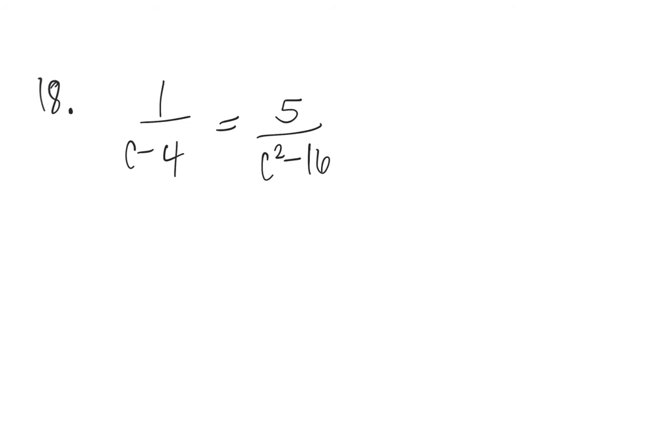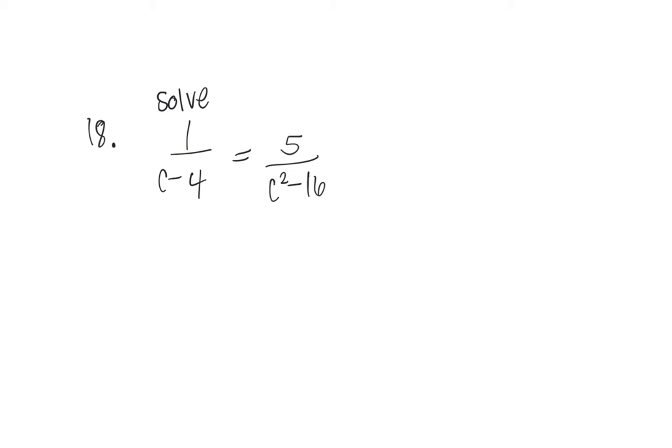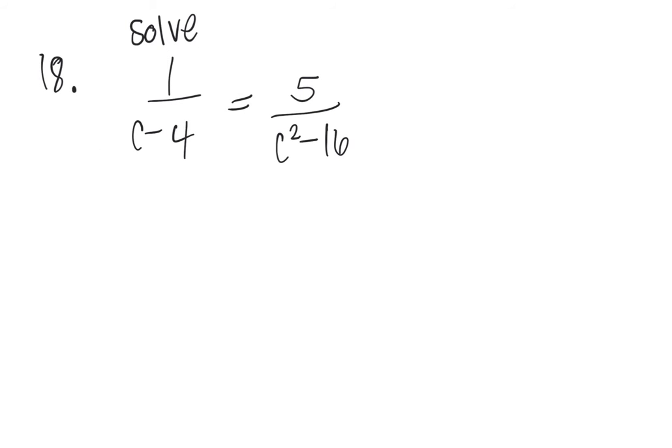So number 18, we're solving for C, that's the directions. And we have a rational equation here. So I want to find the LCD, but in order to do that, first I want to make sure each denominator is completely simplified or completely factored.